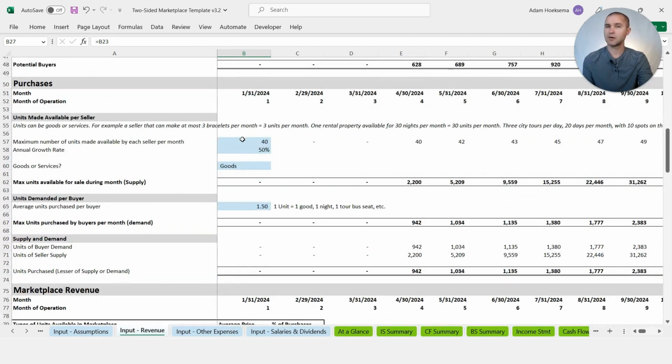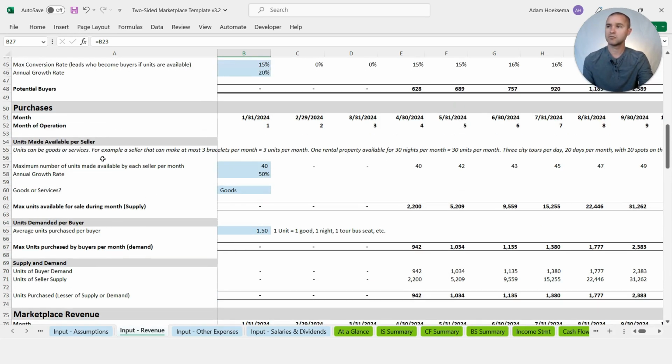Okay, so then what we need to do is say, okay, what number of units are made available by each seller per month? So again, we can think about this. There's some examples here, but if we're thinking about the Etsy example, we can say, okay, each seller is going to make 40 units of whatever they're making. So maybe they're selling tables, or they're selling artwork. So they're going to make 40 units of their artwork available per month on average for the sellers.